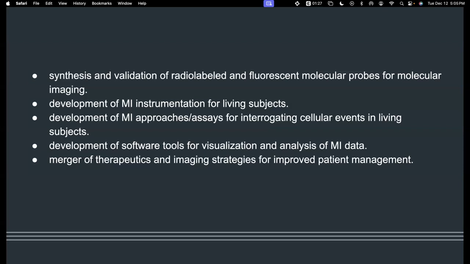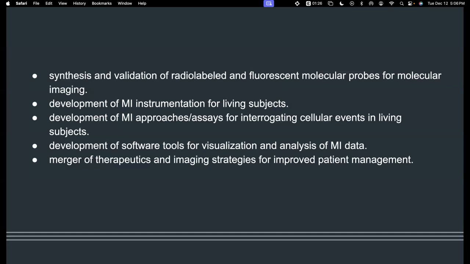Within these MIPS laboratories, research efforts are allocated towards 5 top areas, listed here: synthesis and validation of radiolabeled and fluorescent molecular probes for molecular imaging; development of molecular imaging instrumentation for living subjects; development of molecular imaging approaches; assays for interrogating cellular events in living subjects. So, note the inclusion of live subjects for research, and the development of software tools for visualization and analysis of MI data. We also have the merger of therapeutics and imaging strategies for improved patient management.